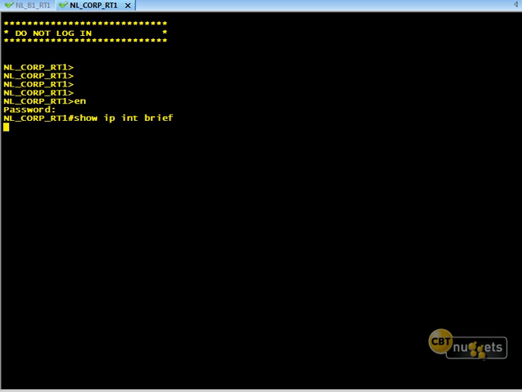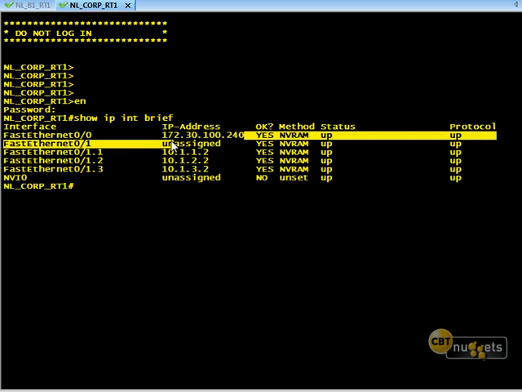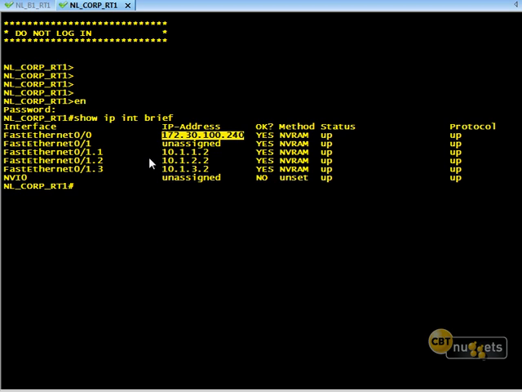Show IP interface brief, just because that's what I do. Okay, so we've got our interfaces. There's our MPLS internet connection. And down here are all the internal networks. We've got a router on a stick kind of configuration going on at the corporate office. So this is just for our 3 test VLANs.